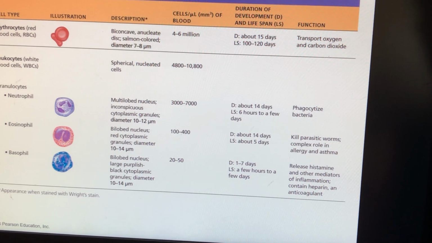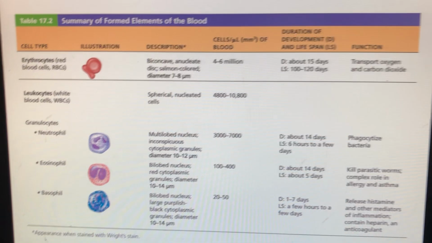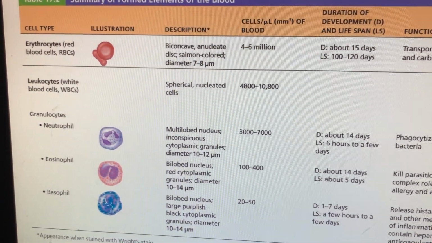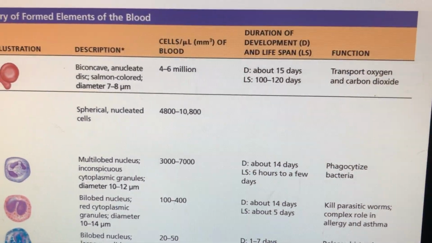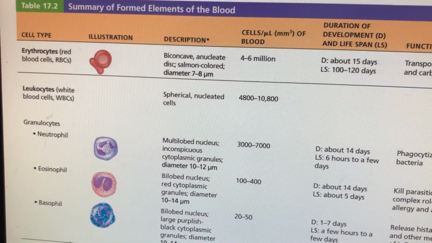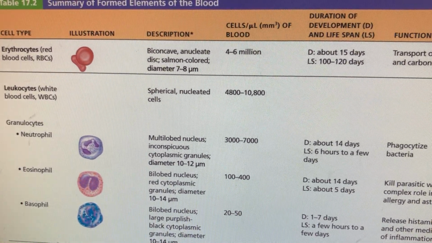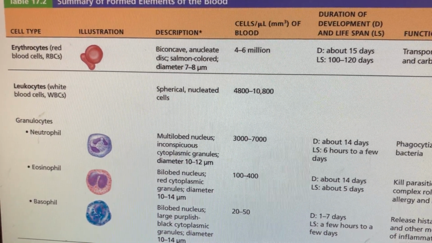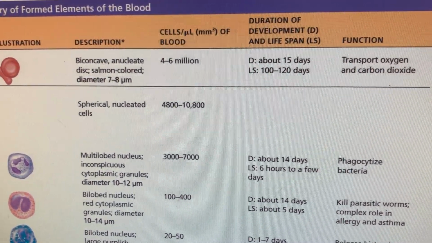So here is, in this particular textbook, a collection of what you're going to be asked about for the practical. At the top are the red blood cells, which are biconcave and anucleated. The reason I think they look like a snow tube is because they have already ejected their nucleus, and it made them a little bit hollow in the center. They say it looks salmon colored, but it looks kind of reddish. You have a lot of them, 4 to 6 million in a cubic millimeter of blood sample.